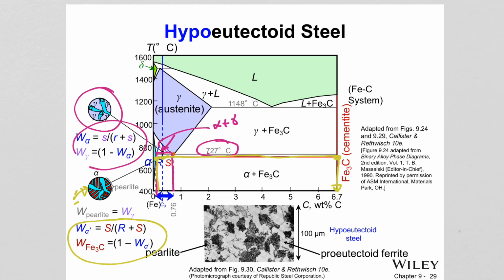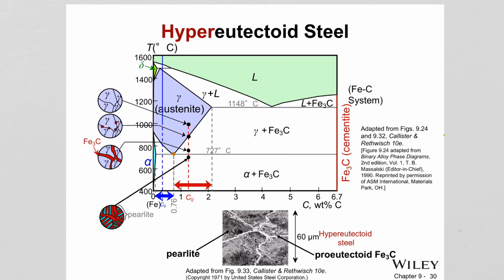Weight fraction of pearlite is actually equal to the weight fraction of gamma, because from gamma you form the pearlite, right? But if you want to find the weight fractions of alpha and cementite inside that pearlite, you can use the formulas that we are provided. So now the idea is the same, you guys can understand.